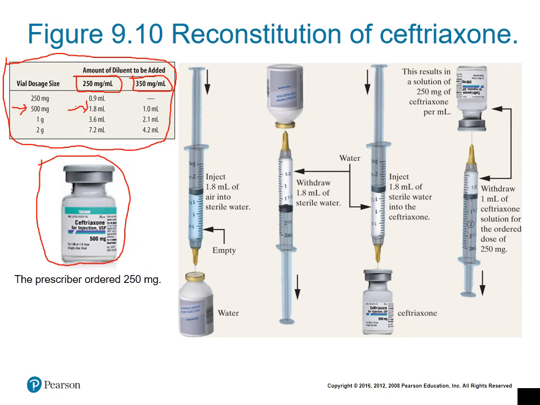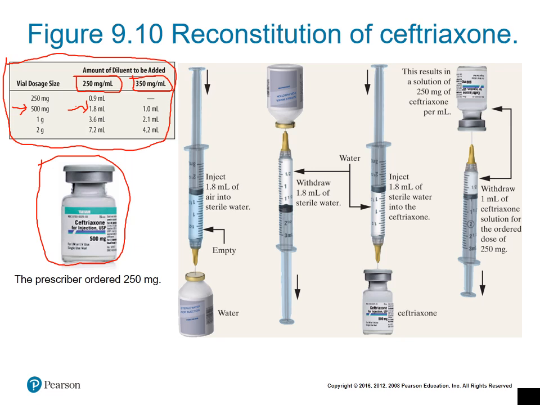to this vial. Okay, so what you do is you take your syringe and you put 1.8 milliliters of air into it, and then you inject that amount of air into your diluent. In this case, it's sterile water. Okay, so you're going to inject 1.8 milliliters of air into the sterile water, and then you're going to withdraw that same amount of sterile water, that's your diluent.